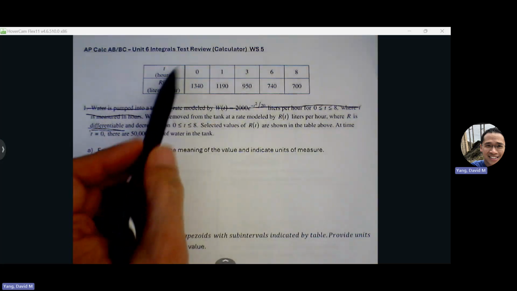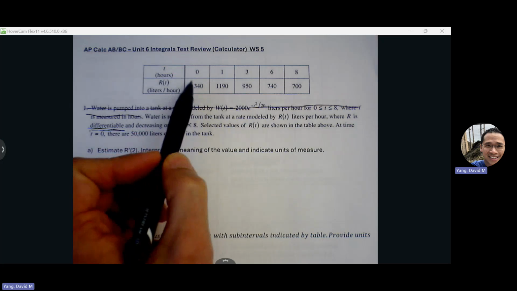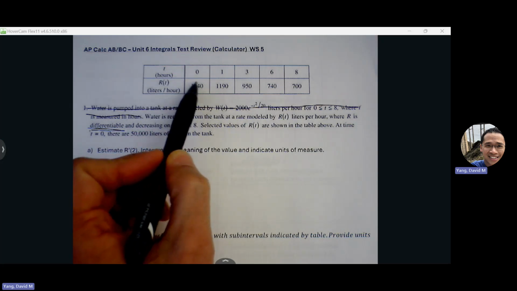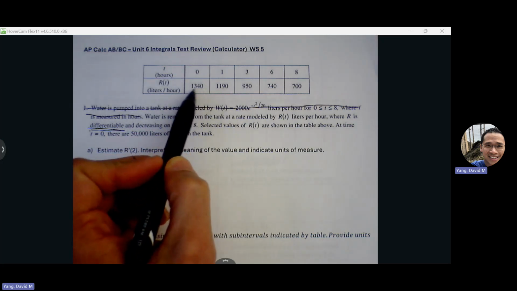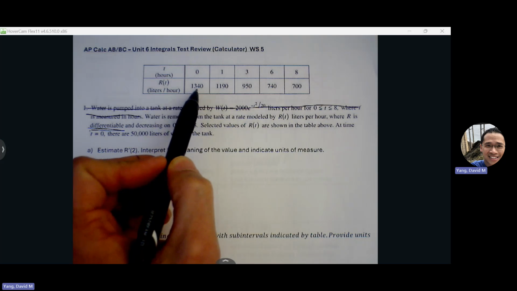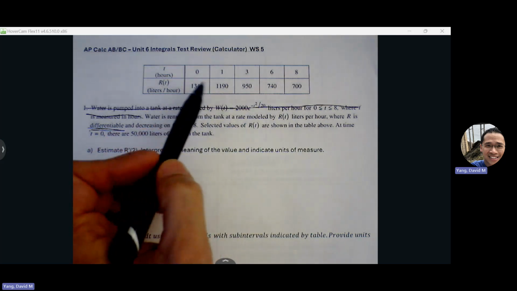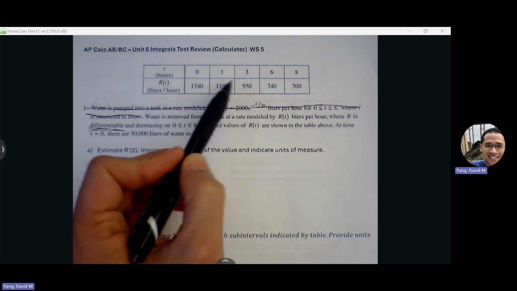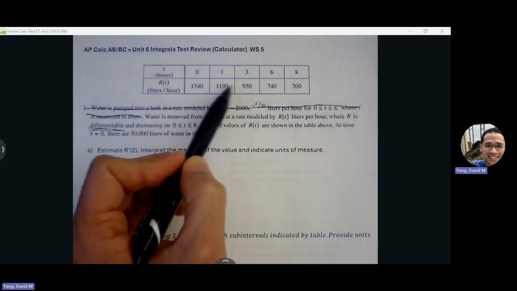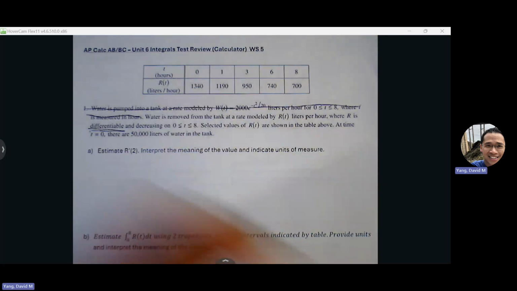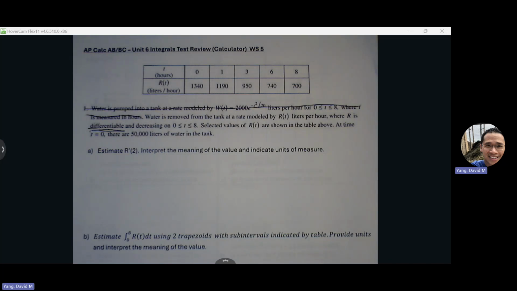Okay, so let's just talk about what's happening in this table. At 0 hours, we have 1,300 liters per hour being removed from the tank, and then it continues to drop. So the rate decreases over this 8-hour period, continually decreasing.